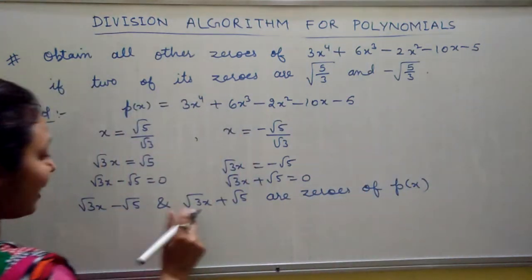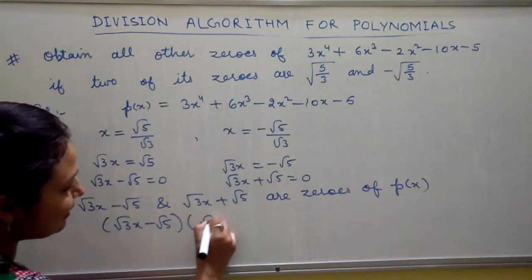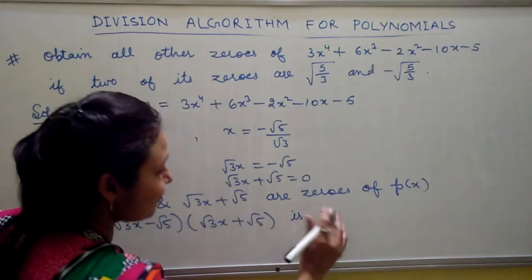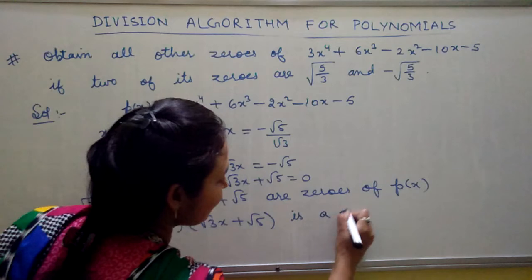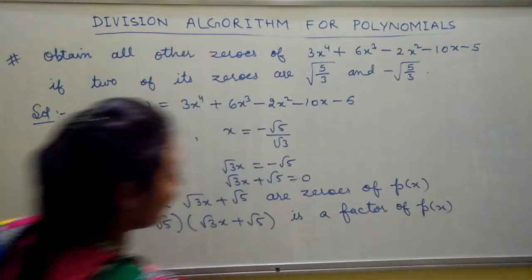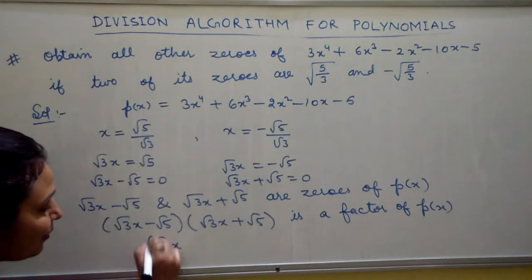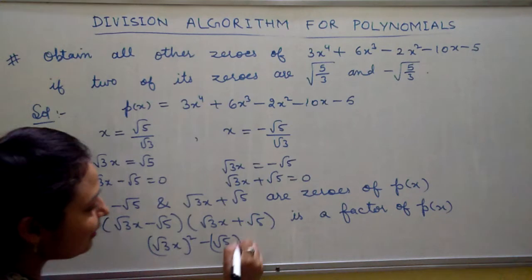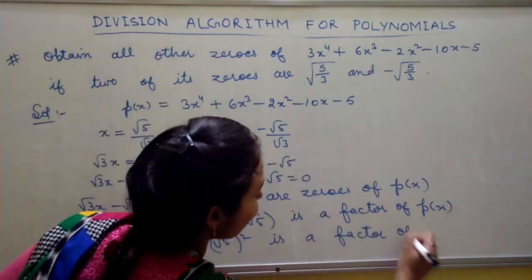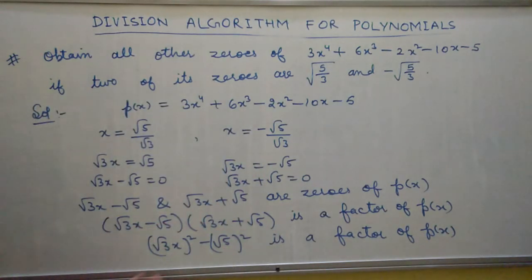That means we can take both of the zeros together. As the zeros, each is a factor, so we can write it as a factor of p(x). A factor of p(x) is (a minus b)(a plus b), that means a square minus b square is a factor of p(x). I will combine these two roots and apply the formula.